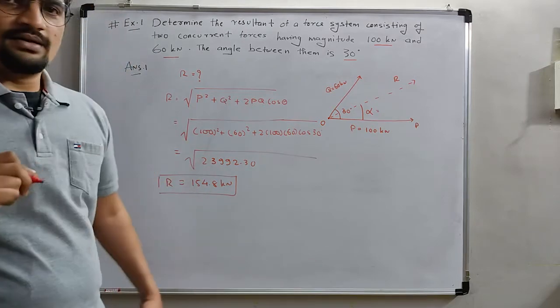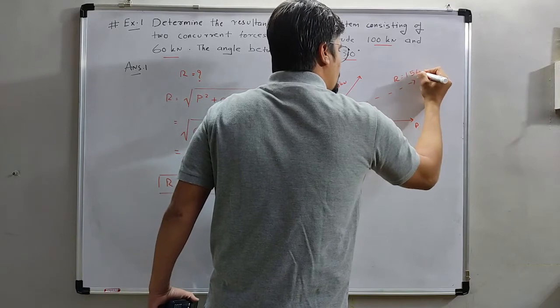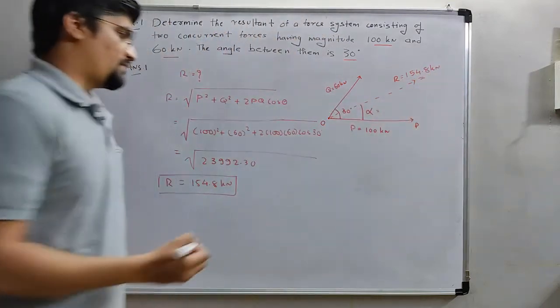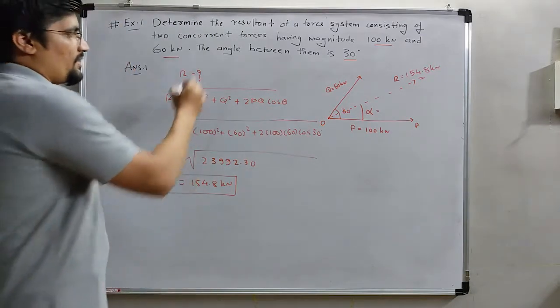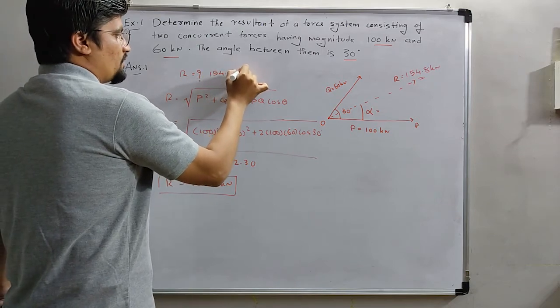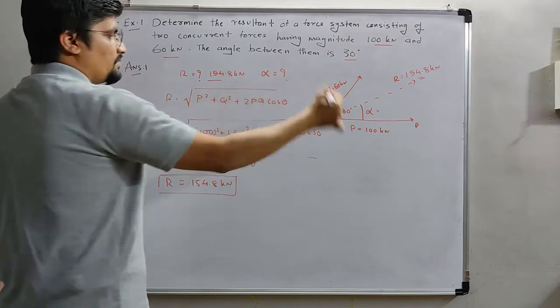That we have found. It will be here, 154.8 kilonewton. We have found the resultant force. So R we have got 154.8 kilonewton. Now for the other value, where the R is situated.